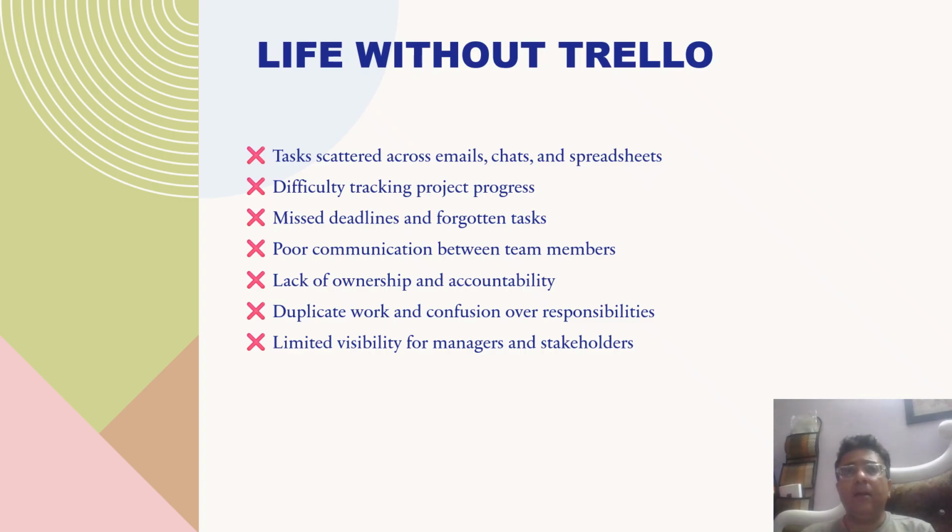Without a central project management tool like Trello, communication between team members becomes random, and this poor communication results in lack of ownership and accountability. There is also duplication of work and confusion over responsibilities because there is no centralized tracking, and there is no way that various project members are able to communicate effectively with each other. Also, without a centralized tool, there is limited possibility for managers and stakeholders to view the progress of the project.